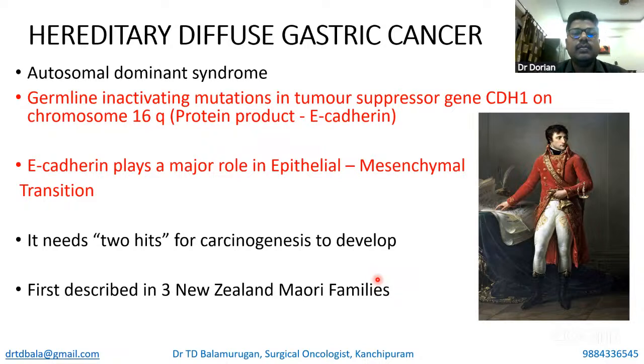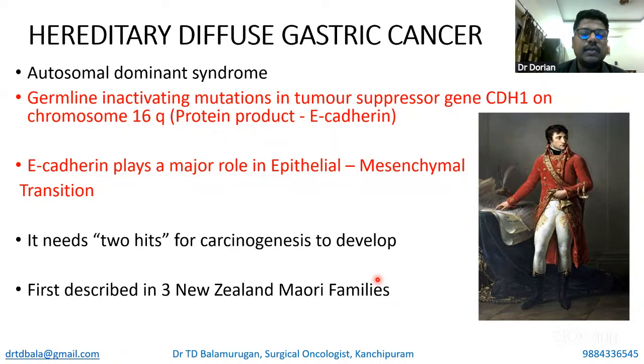This E-cadherin plays a major role in epithelial mesenchymal transition. We have just now seen in hallmarks of cancer. E-cadherin is the one which attaches to both cells, and also inside the cell, it attaches to alpha, beta, and gamma catenin. Okay. So it needs 2 hits.